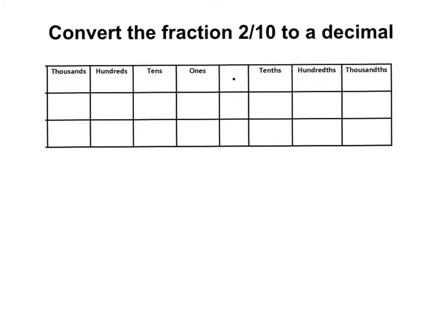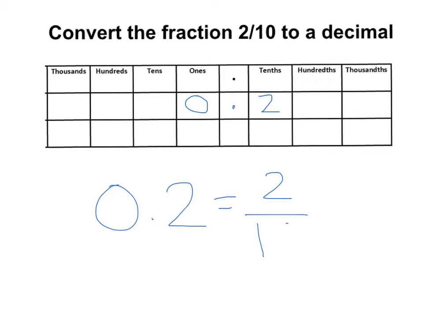We want to convert the fraction 2/10 to a decimal. So I'm going to use the place value chart to help me. I'm going to write a 2 in the 10ths place value. I have nothing in the ones, and I have no hundredths or thousandths in my decimal either. So my place value chart has helped me to write 2/10 as a decimal. That looks like this. So 2/10 as a decimal is equivalent to 2/10 as a fraction.